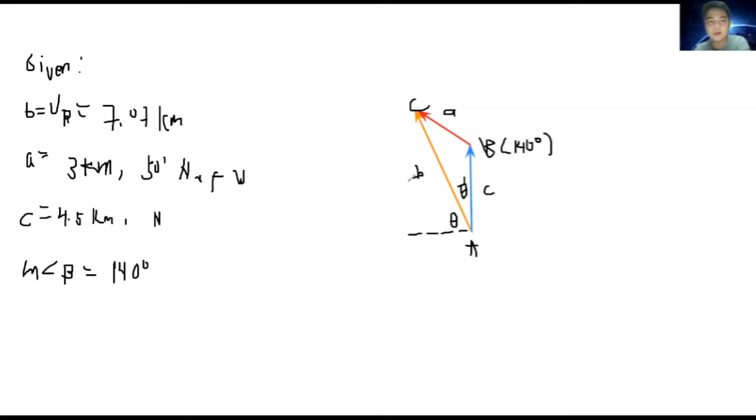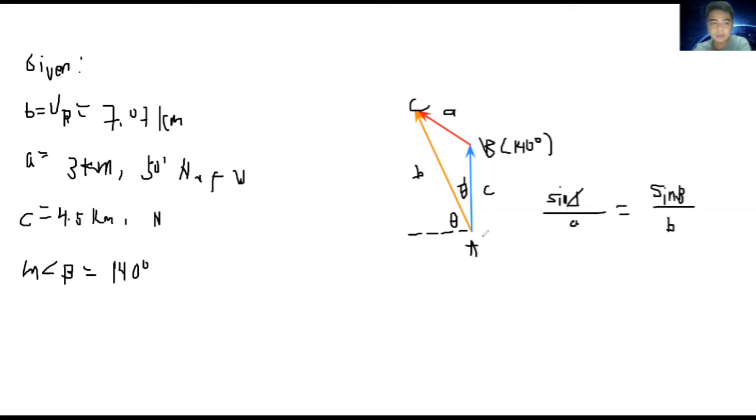Measure of angle A. Now, we need to determine what is the measure of angle A. Dito na lang. What are we going to use in this situation? We are going to use the sine law, because we can create a ratio between the angle B and the side B. Angle B, sine 140 degrees divided by B, right? Equals sine A. We want to determine A, wherein we have side A, wherein the side A is equivalent to 3 kilometers. So use sine law to determine theta prime or the angle. So since kinuha natin si sine A, so we have sine A over A equals sine B over B.